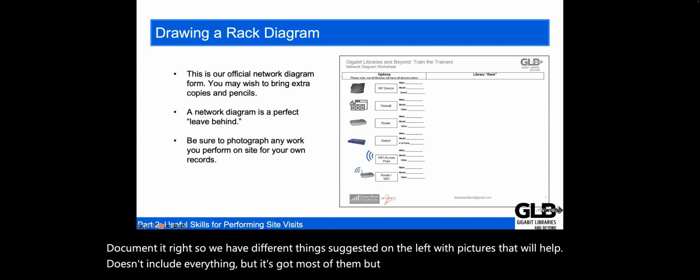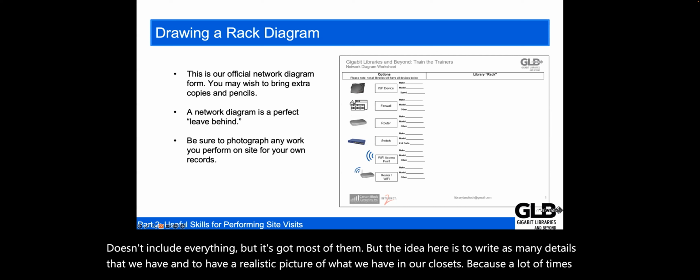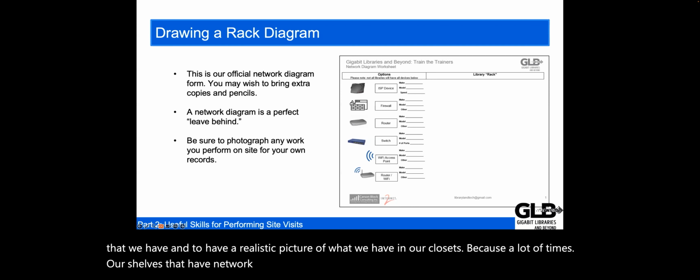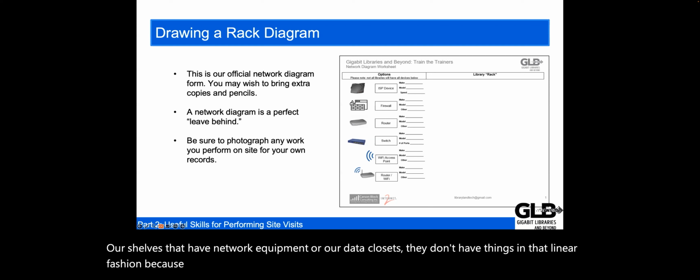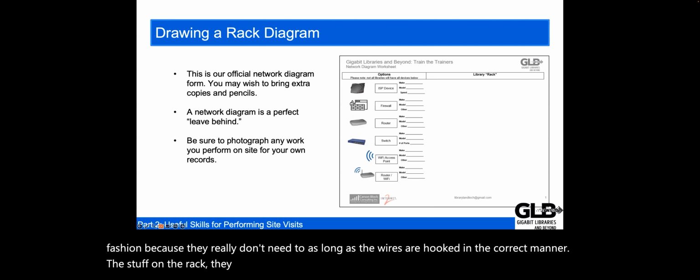But the idea here is to write as many details that we have, and to have a realistic picture of what we have in our closets, because a lot of times our shelves that have network equipment, or our data closets, they don't have things in that linear fashion because they really don't need to. As long as the wires are hooked in the correct manner, the stuff on the rack can go in any way that they should.